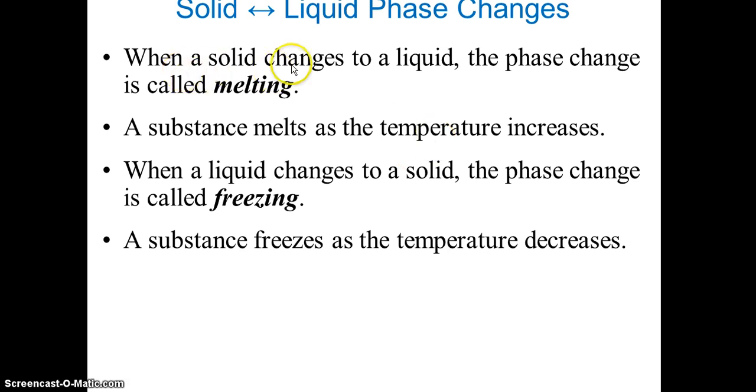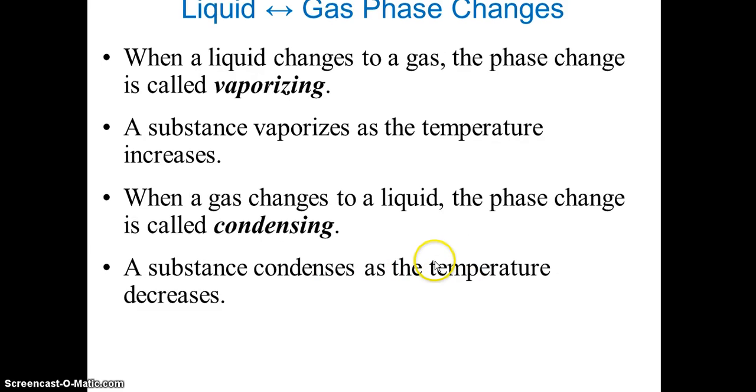When a solid changes to a liquid, the phase change is called melting. A substance melts as temperature increases. When a liquid changes to a solid, the phase change is called freezing. A substance freezes as the temperature decreases.